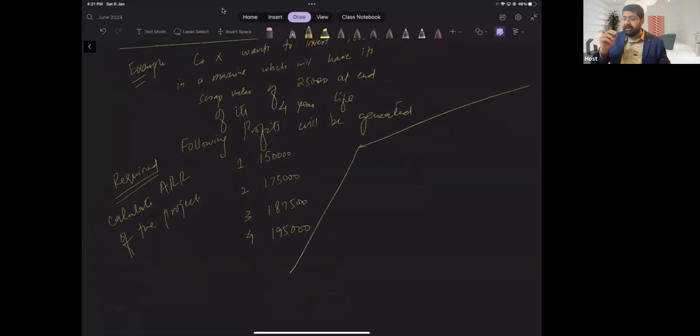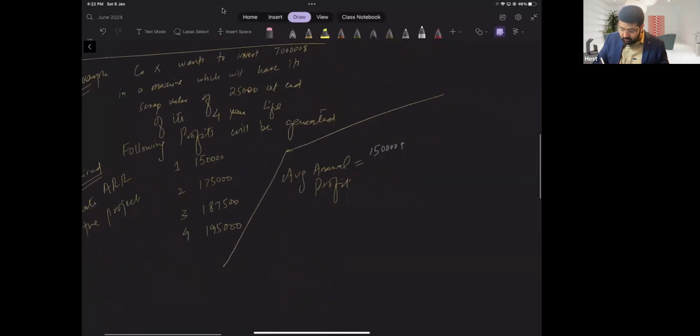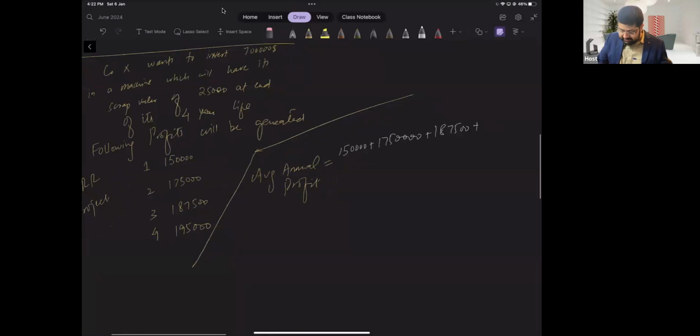For the formula for ARR, we need the average annual profit. So, 150,000 plus 175,000 plus 187,500 plus 195,000, divided by 4 years. So what is the average annual profit? Give me the answer, be quick.